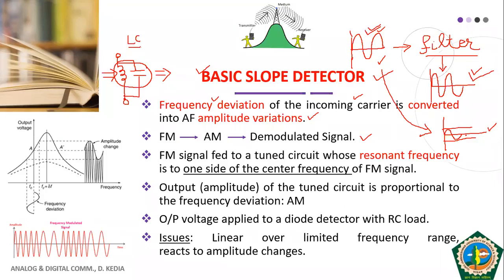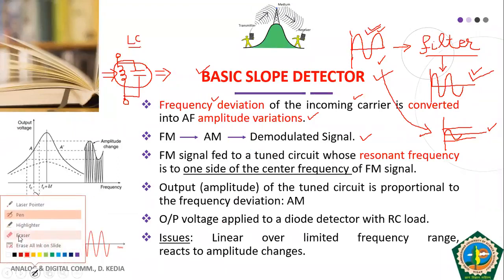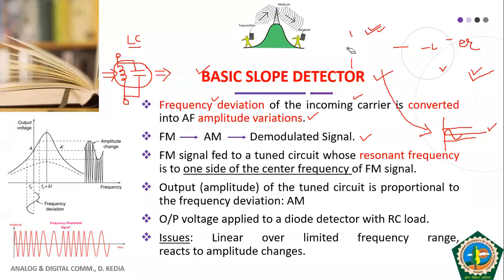So the point I want to make here is that as we deviate from the resonant frequency, the output amplitude, or the output voltage of the signal, changes. All of you know the resonance curve. How does it look? Let me explain here. Your resonance curve looks like this.